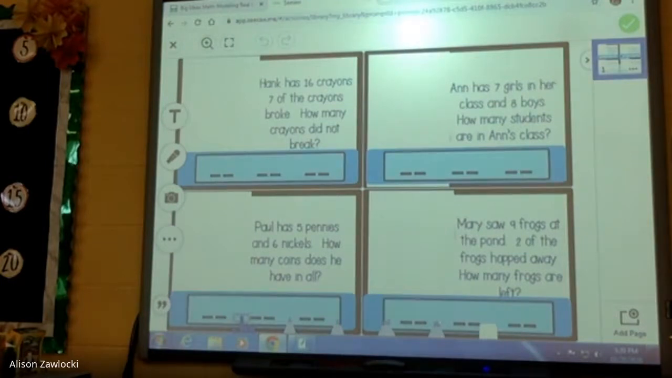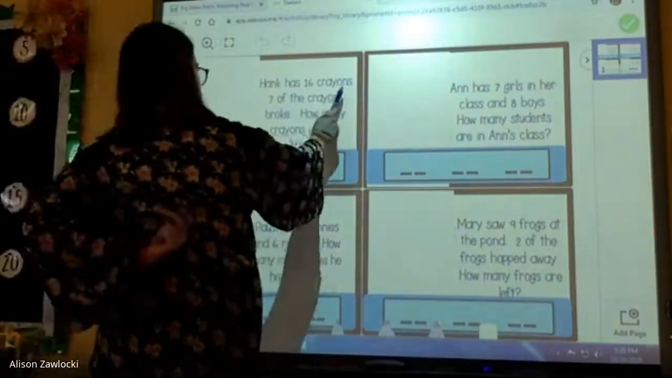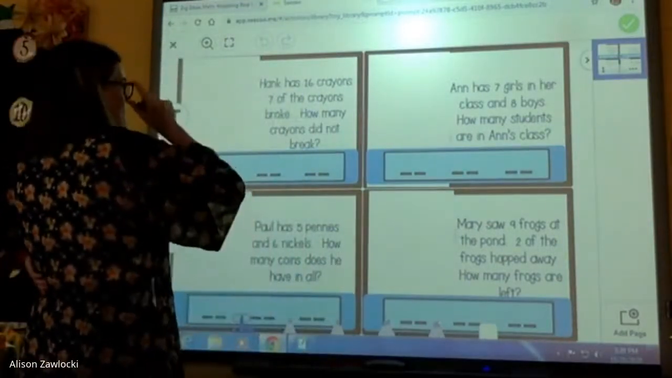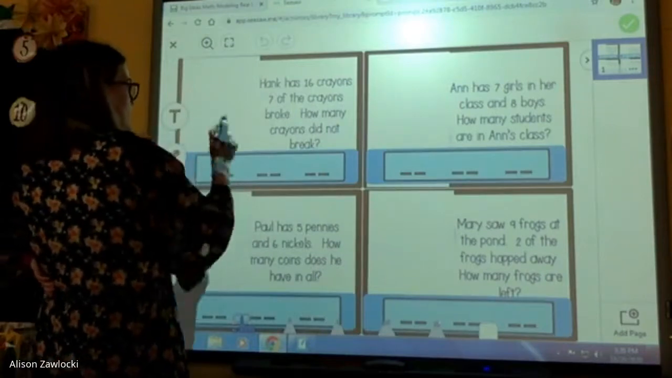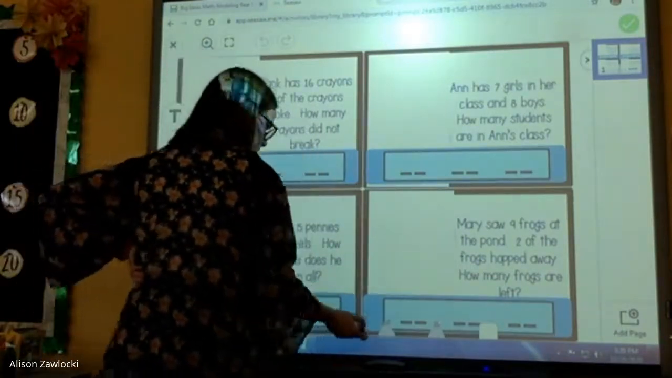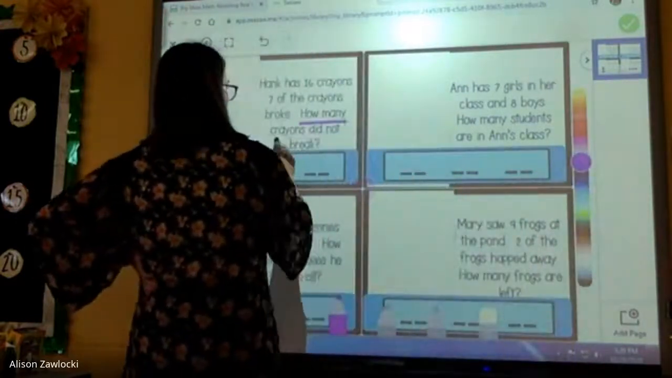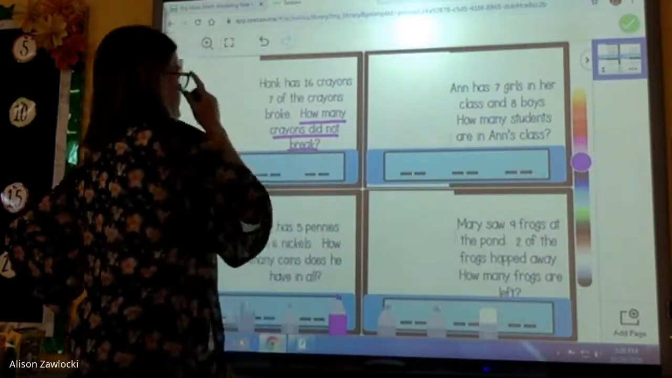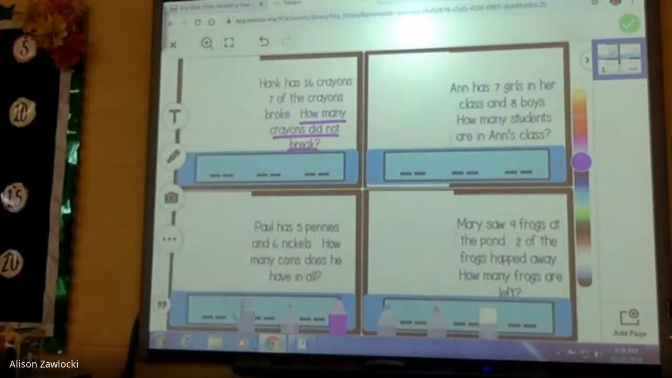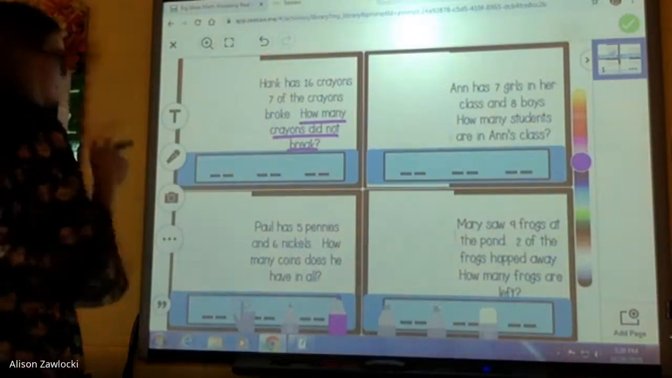So let's go ahead and start with this one right here. Hank has 16 crayons. 7 of the crayons broke. How many crayons, let's use a pen tool. How many crayons did not break? So we are going to understand this problem. We're going to figure out how many crayons did not break. He has 16 and 7 of them broke. We need to figure out how many he has left that are not broken. So we have to do a subtraction problem.